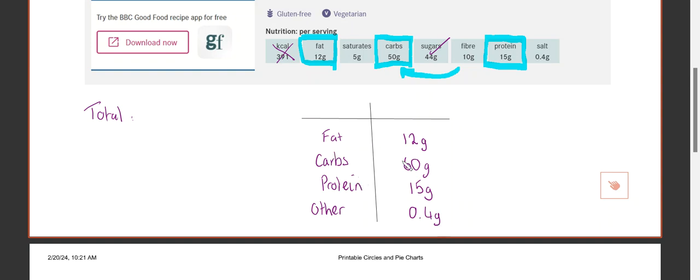80.4 grams. Yeah. So 12. That's 72. 87. 87.4. So we've got 87.4 grams. Seems a bit super accurate, but that is only one serving.